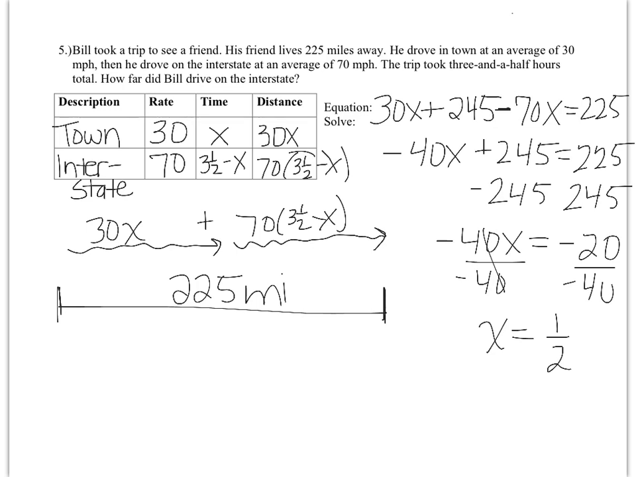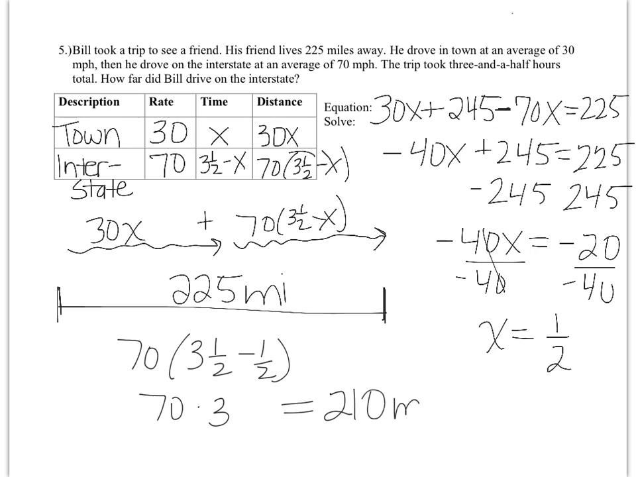So let's go back and answer the question. The question is, how far did Bill drive on the interstate? So Bill drove on the interstate. This is his distance. So you're going to put 1/2 into x. I'm basically going to do 70 times 3.5 minus 1/2. Well, 3.5 minus 1/2 is just 3, so it's just 70 times 3, and 70 times 3 is 210 miles. And that's the answer to the question, right?